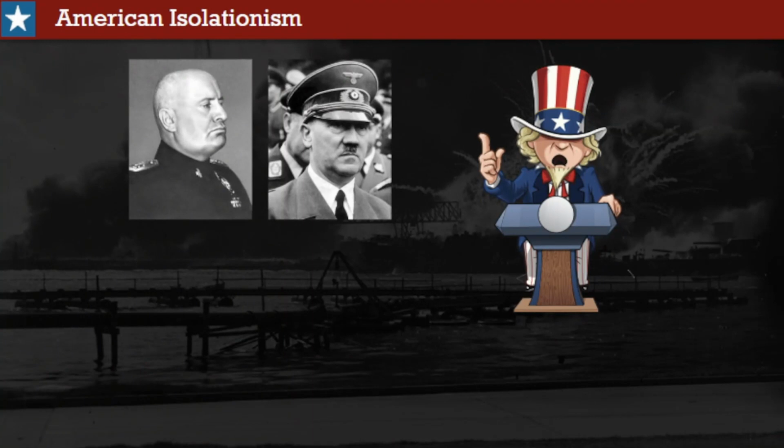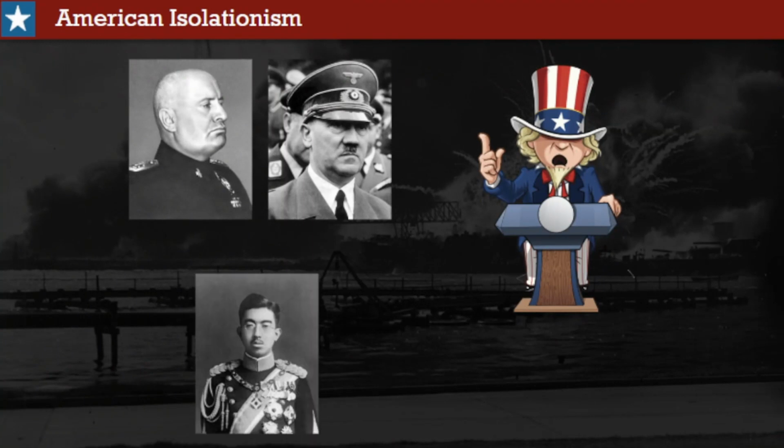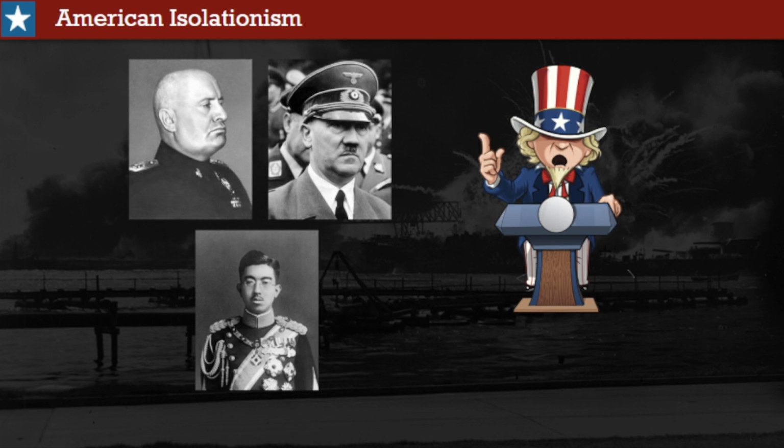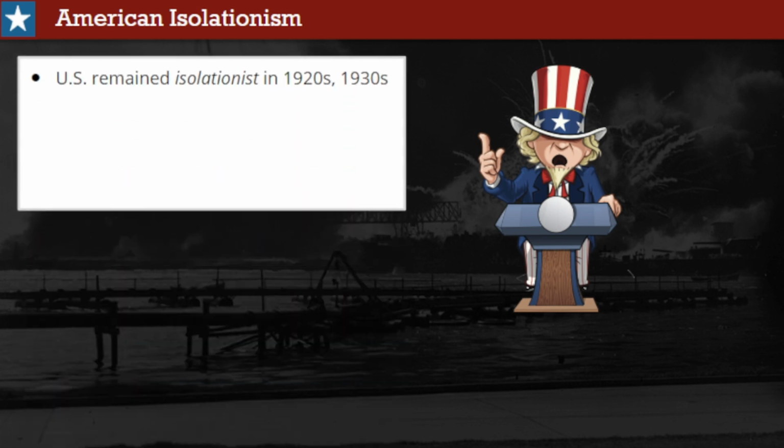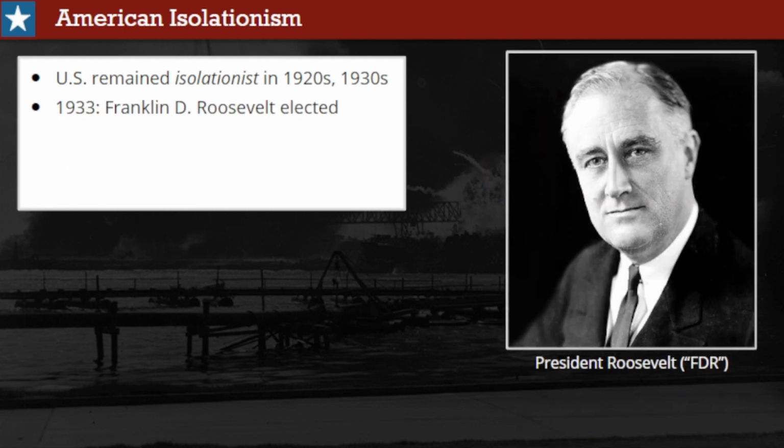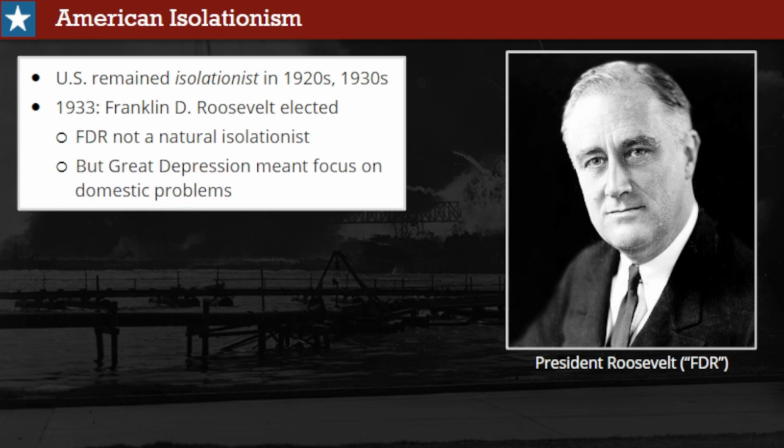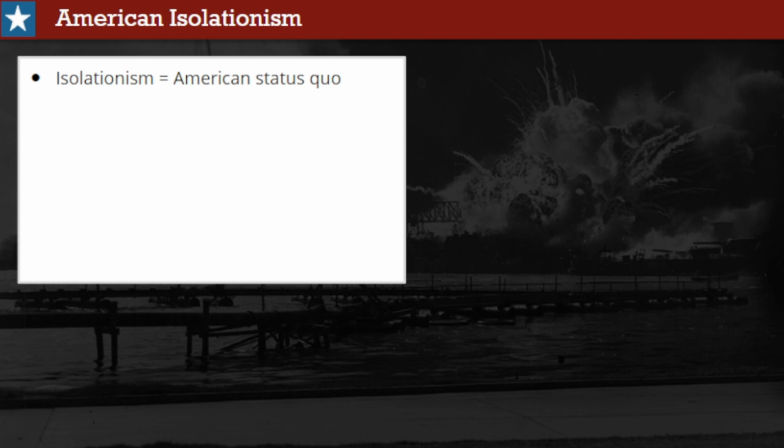Many Americans were disturbed by the rise of Nazis and fascists in Europe and, to a lesser extent, by Japanese aggression in Asia. But the United States remained firmly isolationist throughout the 1920s and into the 1930s, and actually became more so as the situation overseas worsened. In 1933, Franklin D. Roosevelt was elected President of the United States. FDR was not a natural isolationist, but at that time, his nation was consumed by the Great Depression. More than ever, the American people felt it was time to focus on domestic problems at home and not on foreign affairs. In many ways, isolationism was the natural status quo for American foreign policy.